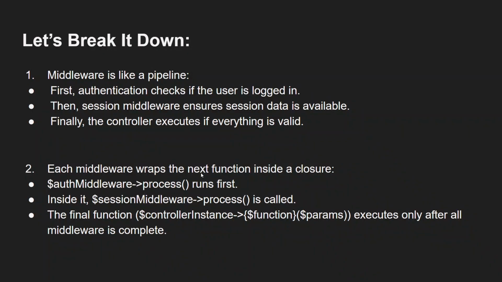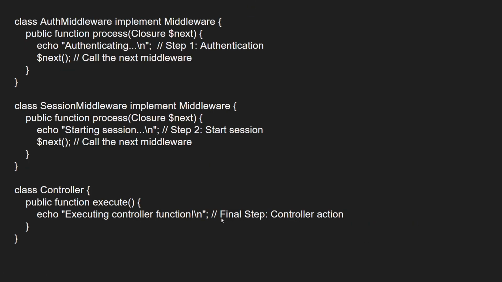Now, each middleware wraps the next function inside the closure. Auth middleware process runs first. Inside there we have a session middleware process that runs, it's called. Then the final function, we have a controller instance function and the params. So the params is basically like an ID, slug, whatever you get from the GET, POST and all them stuff from the URL, right? It executes only after all middleware is completed.